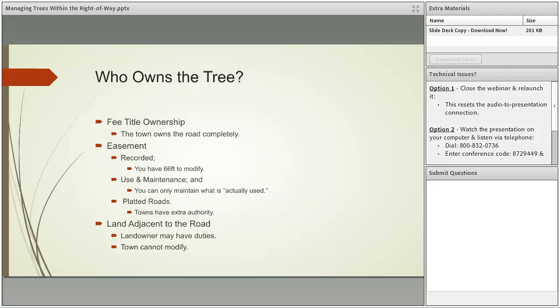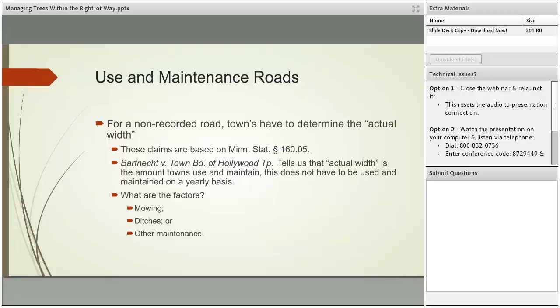It seems to be also assumed that trees are within the scope of that. So towns have more rights to modify trees within the right-of-way when the road is platted. For the land owned by the adjacent landowner, the land that's adjacent to the right-of-way, the landowner might have duties and the town cannot touch that land. That would be trespassing, and when you trespass, you have to pay triple damages.